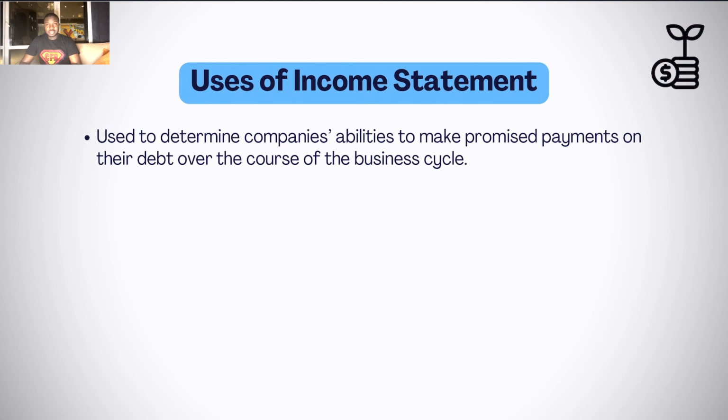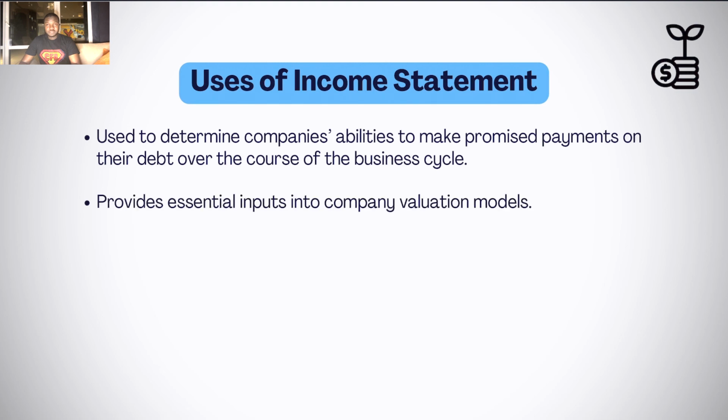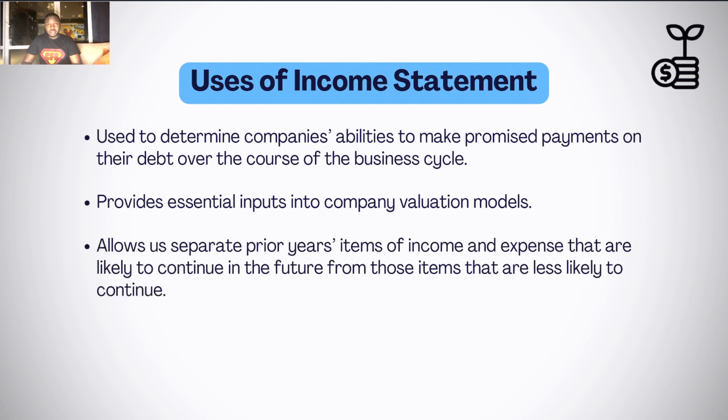It also provides essential inputs into companies' valuation models, which includes estimates of earnings. The income statement also allows us to separate prior year's items of income and expense that are likely to continue in the future from those that are less likely to continue. It is therefore no wonder that corporate financial announcements frequently overemphasize information reported on the income statement, particularly earnings, more than the information reported in the other financial statements.